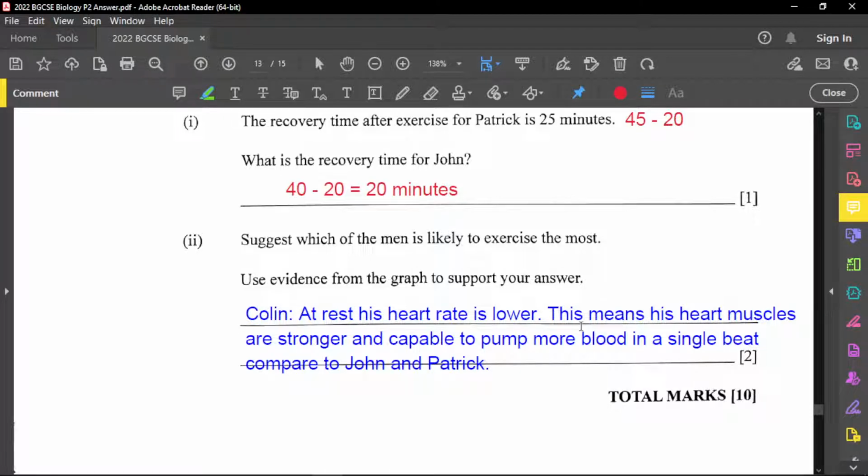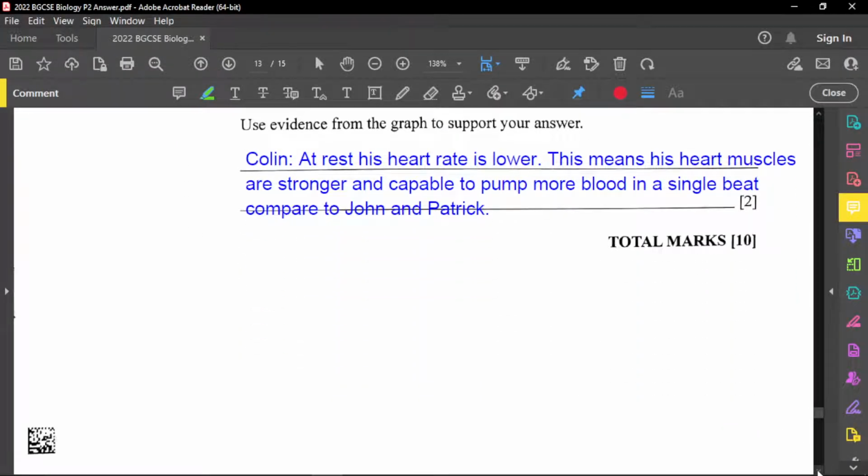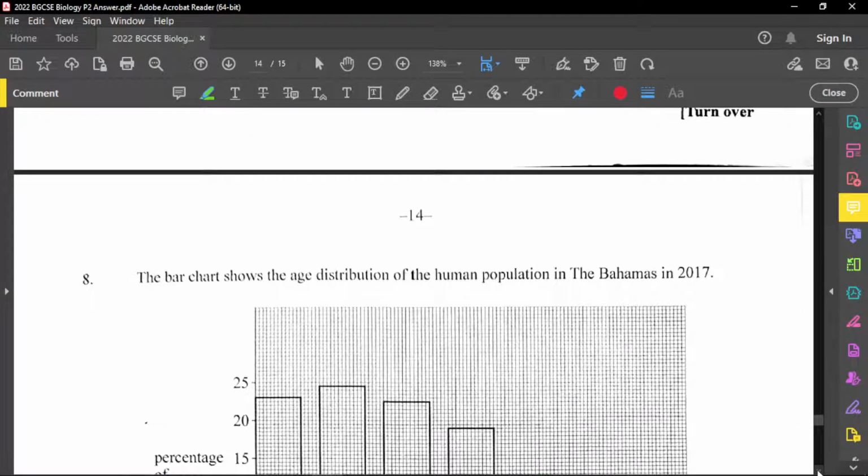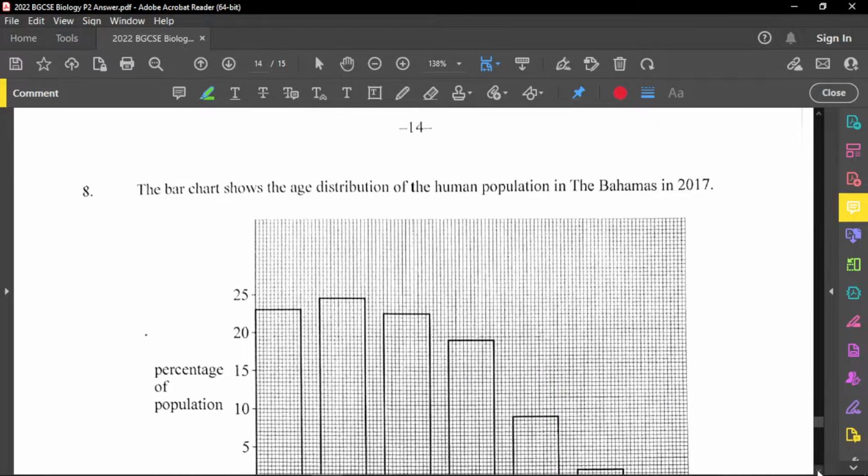This means that his heart muscles are stronger and capable of pumping more blood in a single beat compared to John and Patrick. So his heart is really strong because of that continuous exercising. He is used to doing that, so his heart is used to pumping a great volume of blood in a very short time.